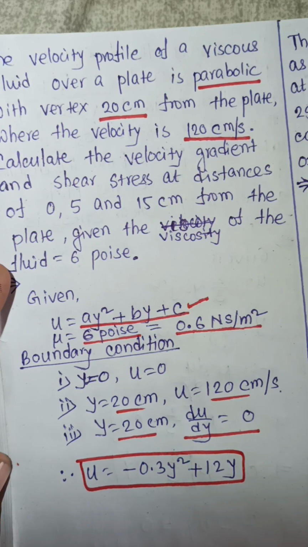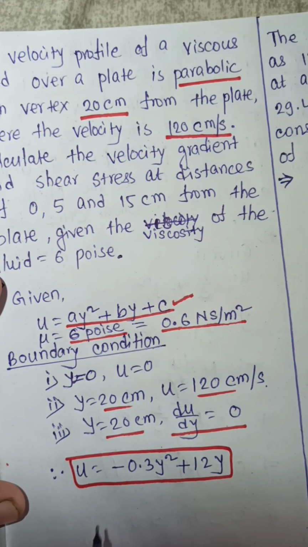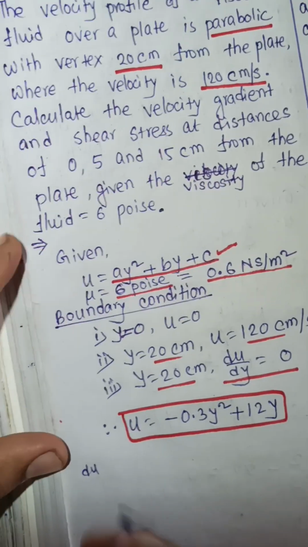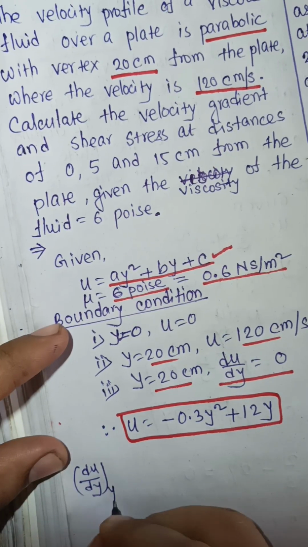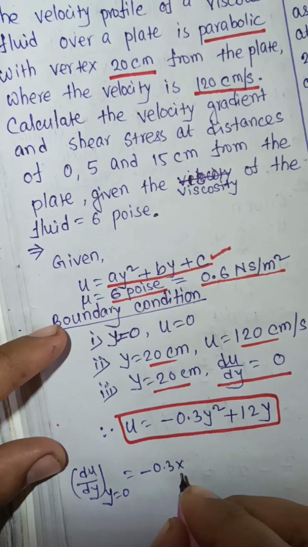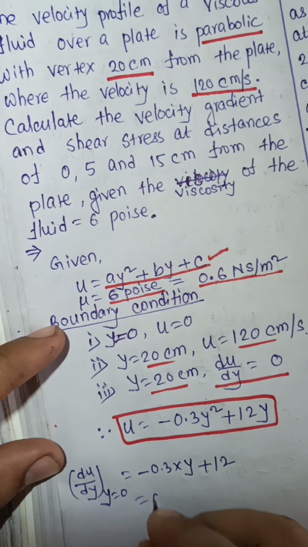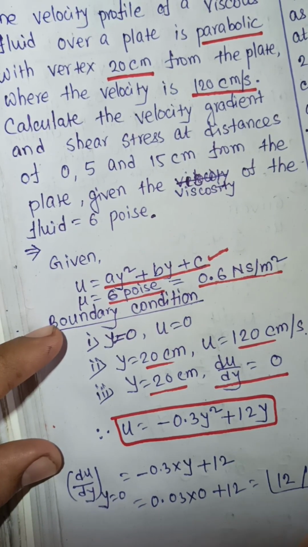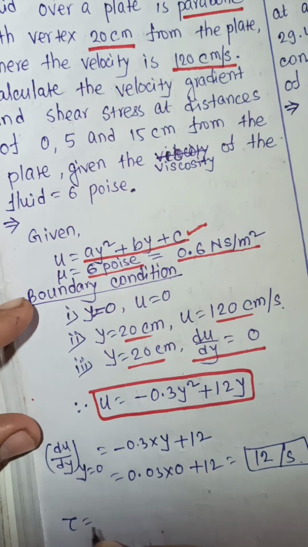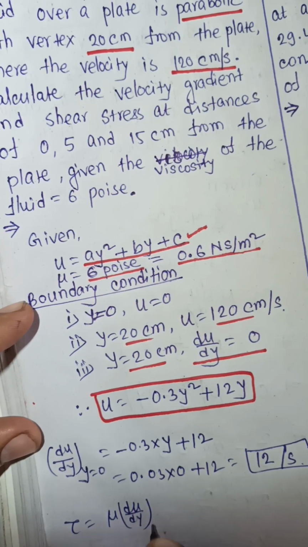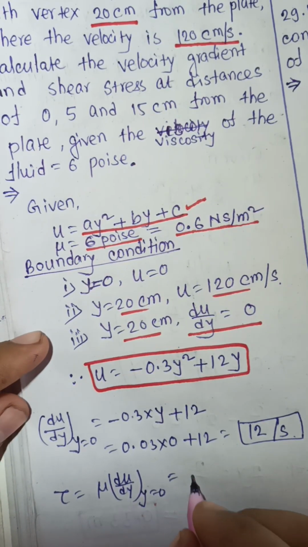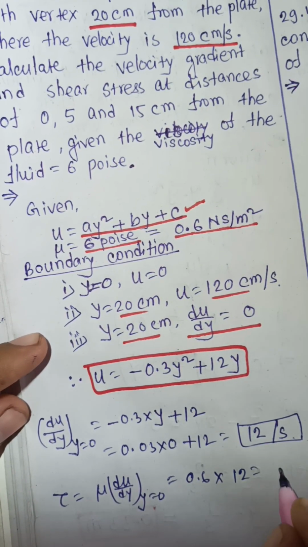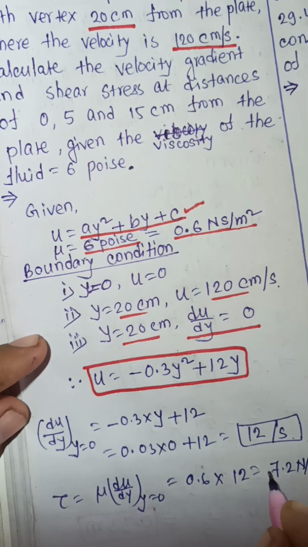Now if you want to calculate the velocity gradient at y equal to 0, du/dy at y equal to 0 will be -0.6 into y plus 12, so -0.6 into 0 plus 12. The answer will be 12 per second. Now to calculate the shear stress at that location, tau equal to mu du/dy at y equal to 0. The mu value is 0.6 into 12, so the answer will be 7.2 Newton per meter square.